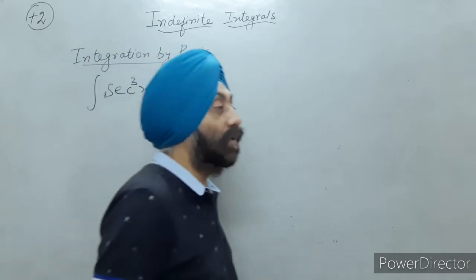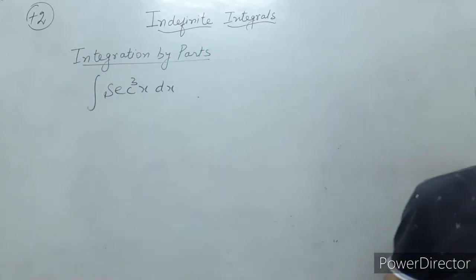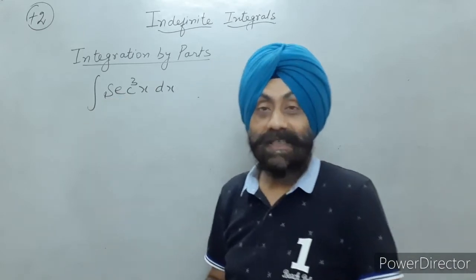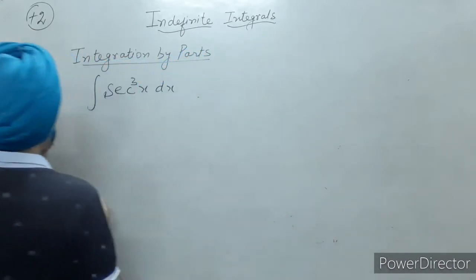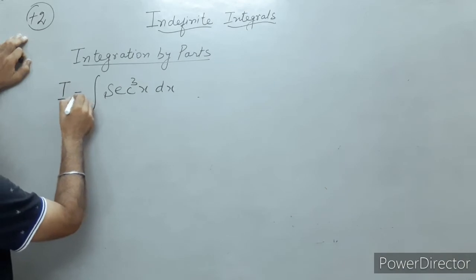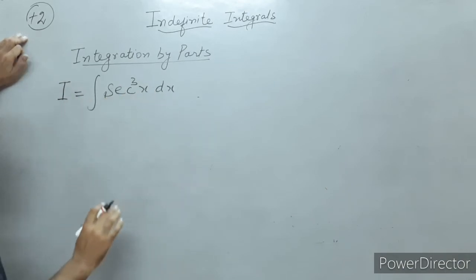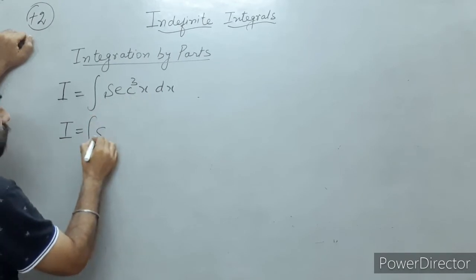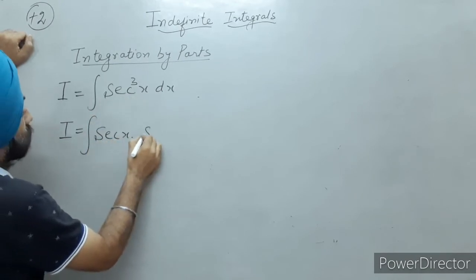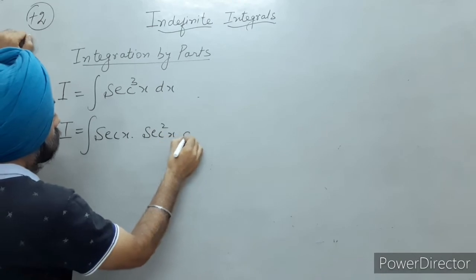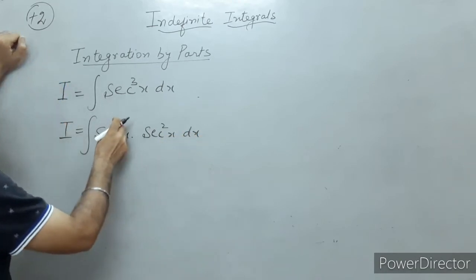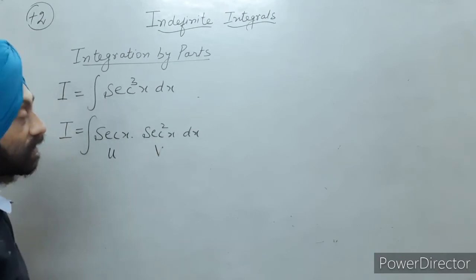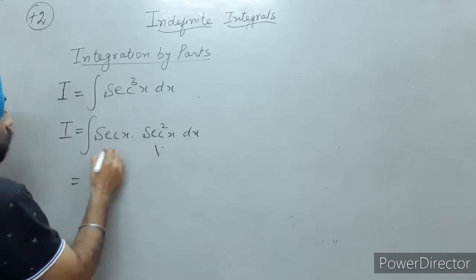I cannot write 1 over here because secant cube x into 1, I don't have any formula for the secant cube x. Right? So what I will do, let I equal to this. I can break this as secant x into secant square x. Power is 1, power is 2. Take this as u, this as v. Now integrate using UV rule.